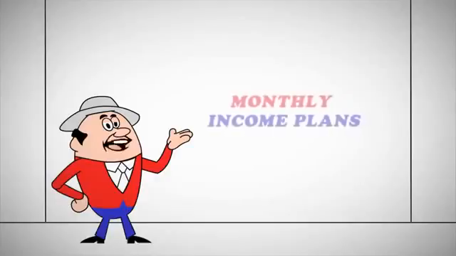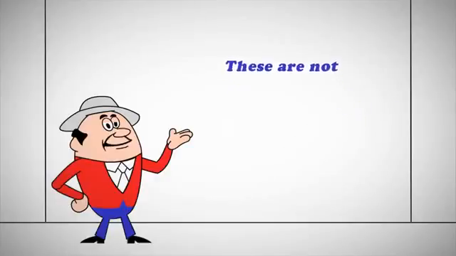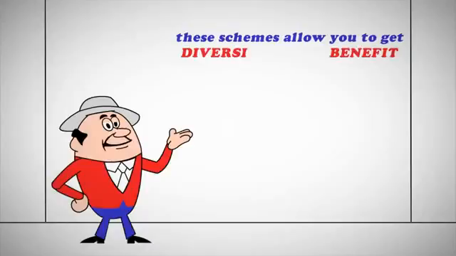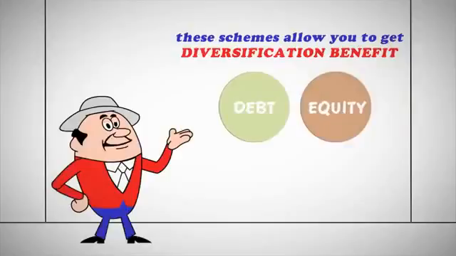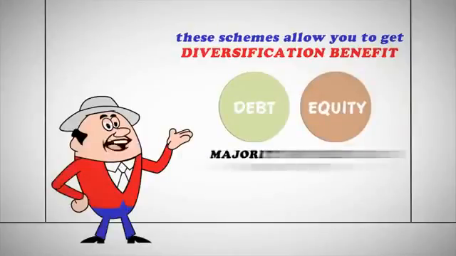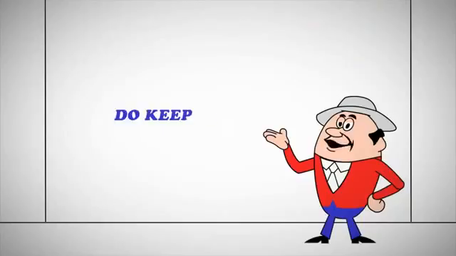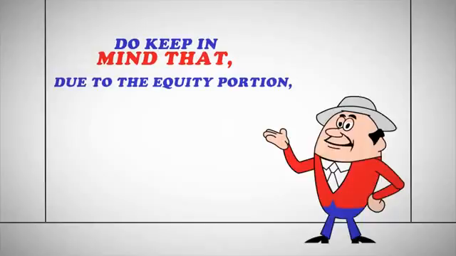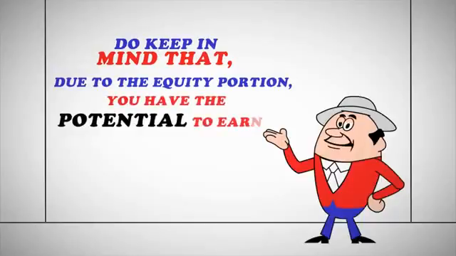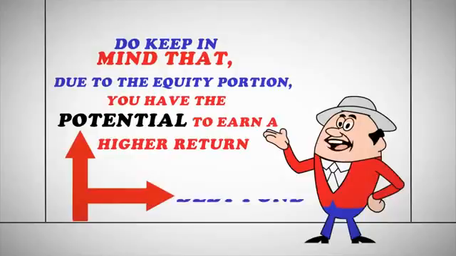And finally, monthly income plans. These are not purely debt mutual fund schemes as they are more like hybrid funds. This is because these schemes allow you to get diversification benefit by investing in both debt and equity. Of course, the majority of the corpus is invested in debt instruments, almost 70 to 95%, and the remaining 5 to 30% in equities. Do keep in mind that due to the equity portion, you have the potential to earn a higher return than a pure debt fund.